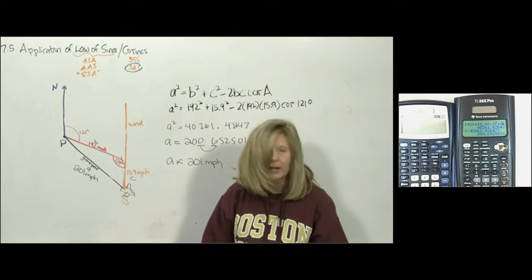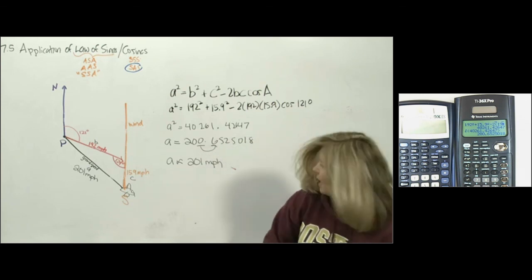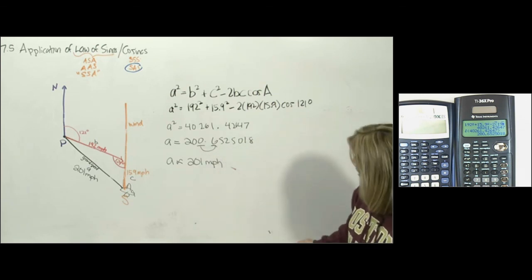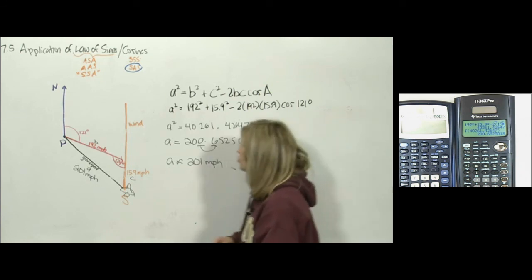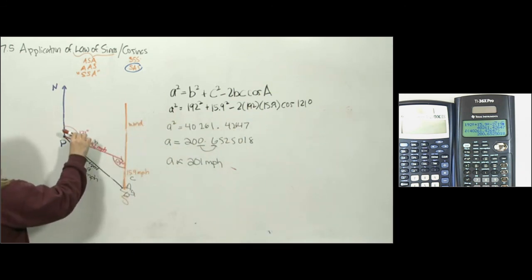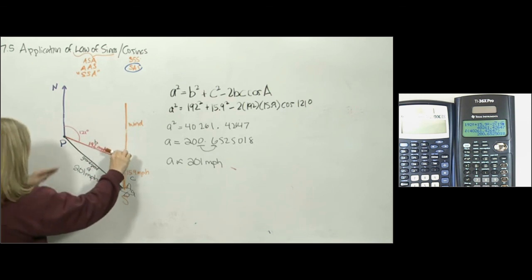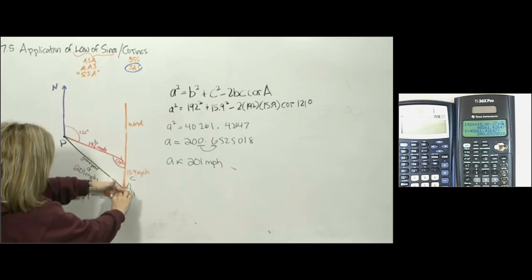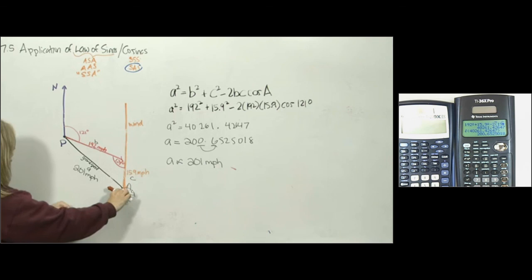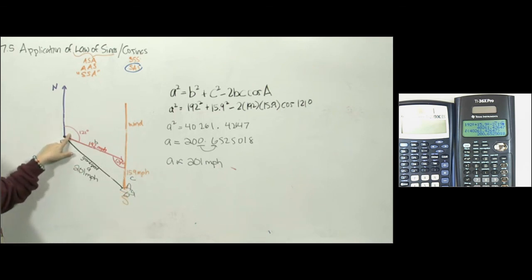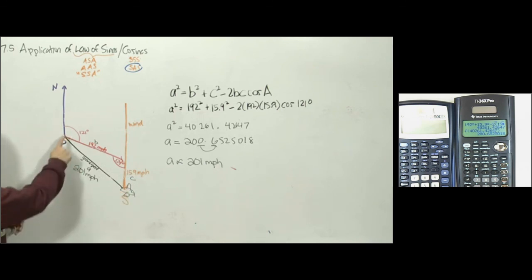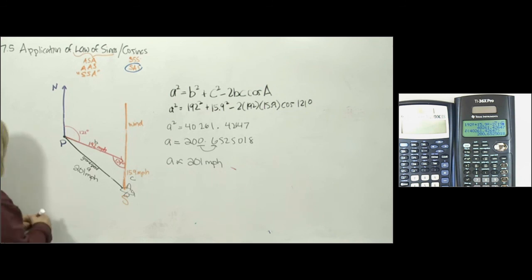All right, part B. Find the actual bearing of the plane. So let's finish it up. Bearing means we're finding an angle. So think about it. Here's the plane flying in the sky. The wind blows it. It pushes it off course. When it pushes it off course, is it still traveling at that angle of 121 degrees? No. It's pushed off course.